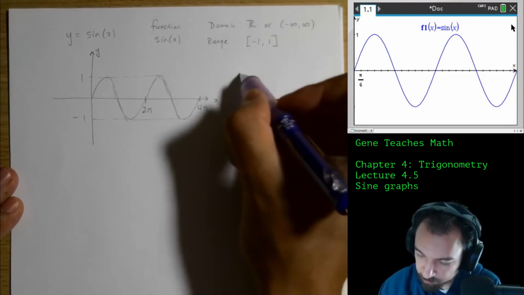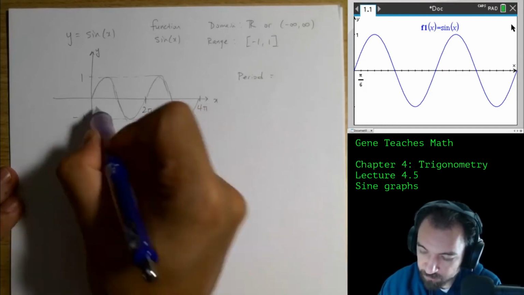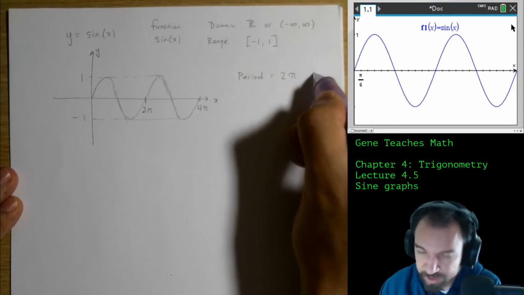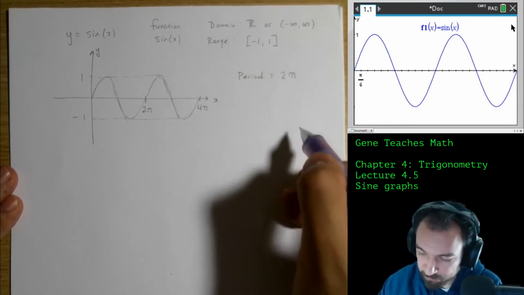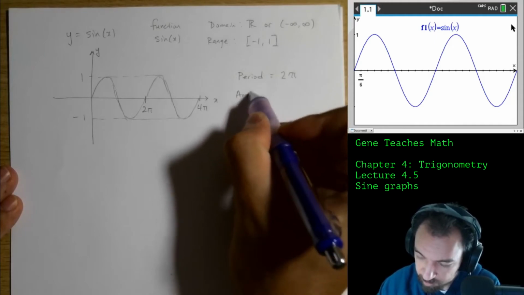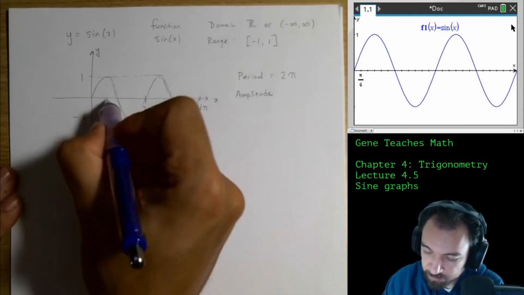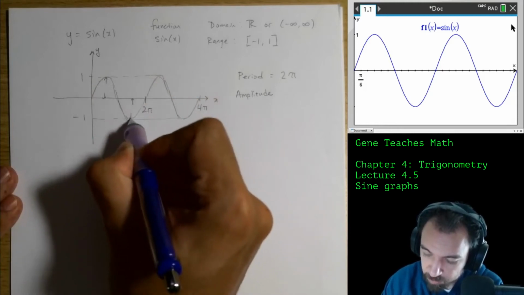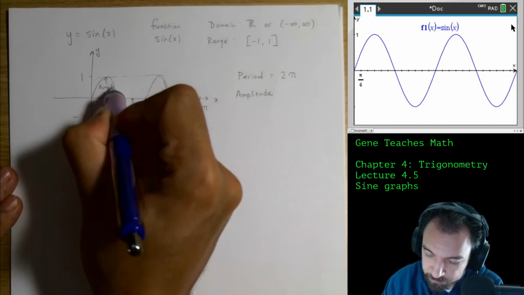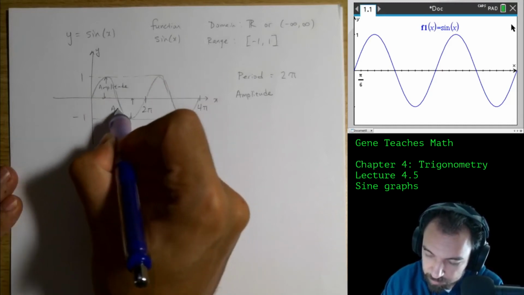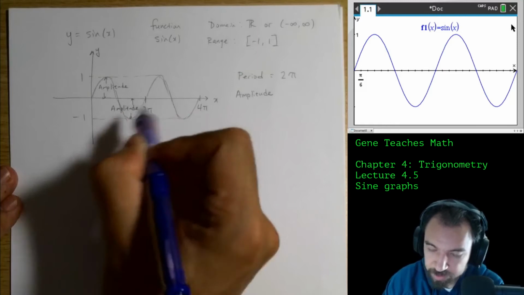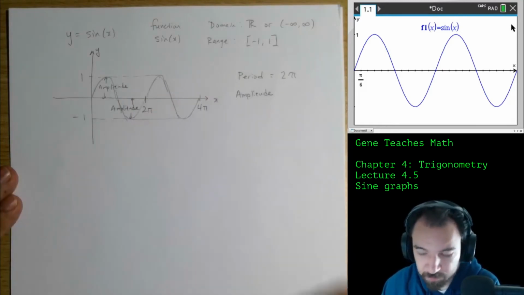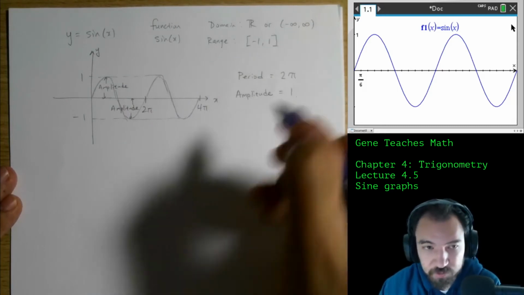So we say the period is how often the graph repeats itself along the x. And then I'll say the amplitude is this special word given to, from the middle, how high do you go? And from the middle, how low do you go? This is the amplitude. And keep in mind that the sine graph will always be symmetric in this regard. So from the middle line, you'll always go up by the same amount and down by the same amount. In this case, the amplitude is 1.